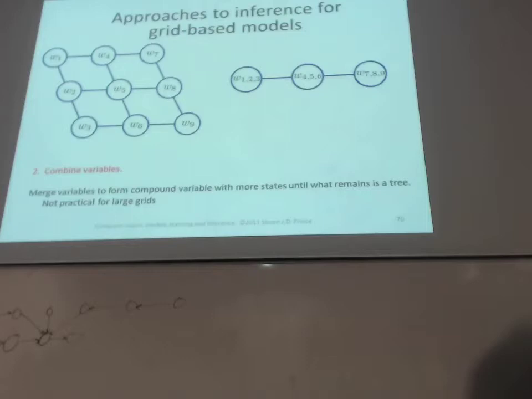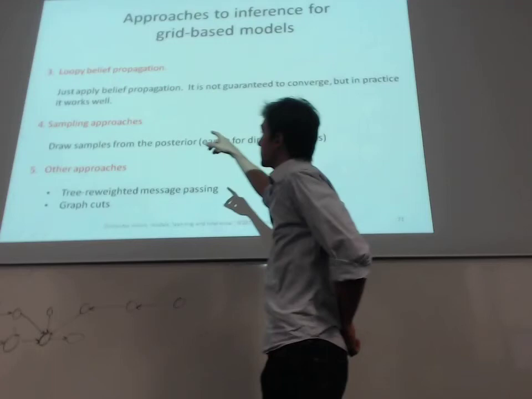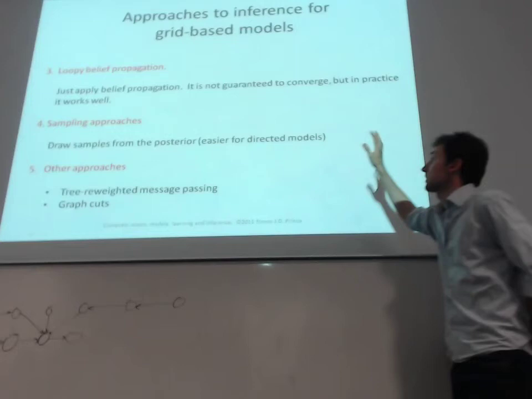If your problem has a fairly small number of states in each one of these, just like apple, not apple, apple, not apple, apple, not apple, then maybe this is okay, although, you know, probably not recommended for larger grids. All right. Loopy belief propagation, I've hinted at this. We will come back to that next week. It isn't guaranteed to converge, but works quite well in practice.